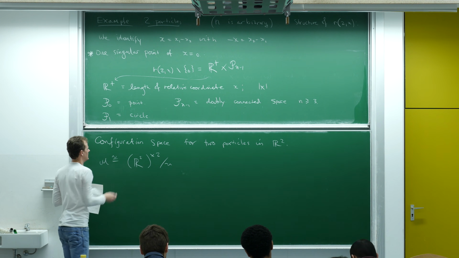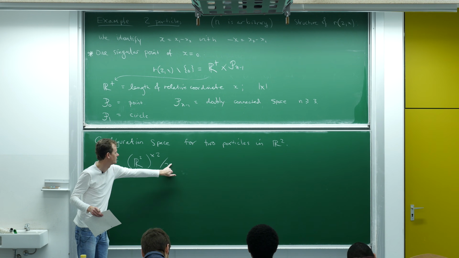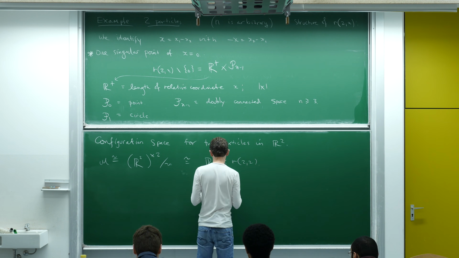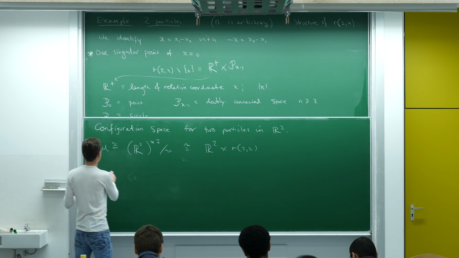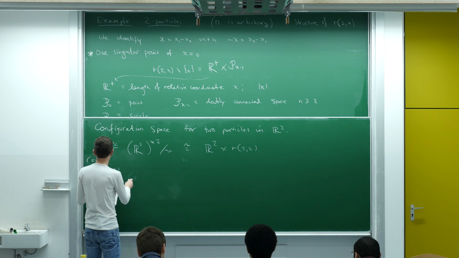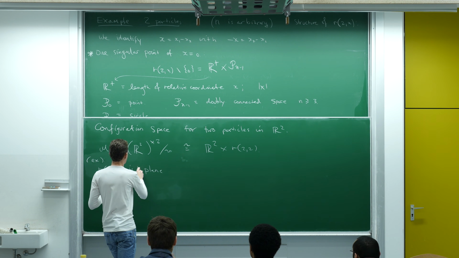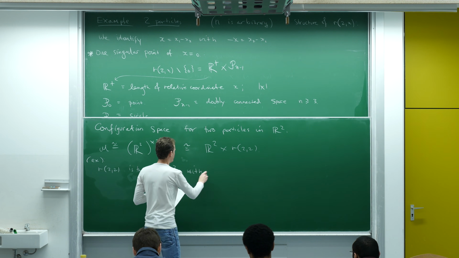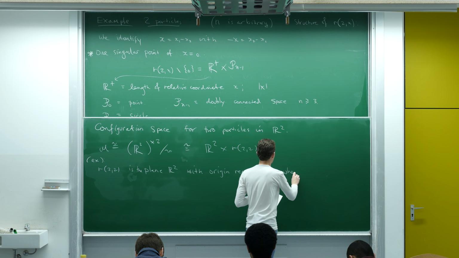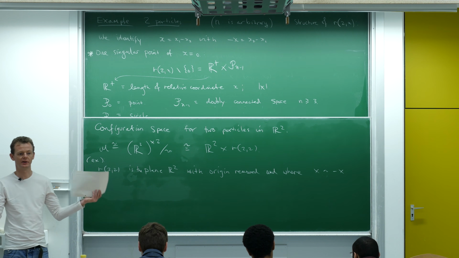So M, the configuration space of 2 identical particles moving in R2, is isomorphic to R2 Cartesian product R2 modulo this equivalence relation. And according to what I just said, that's the same as R2 cross this relative space. And R2, comma 2, it's an exercise. Not a difficult one. I'm going to write out the answer, but the exercise is more to parse the answer. So this relative space is where you remove the origin of the plane and identify x with minus x.